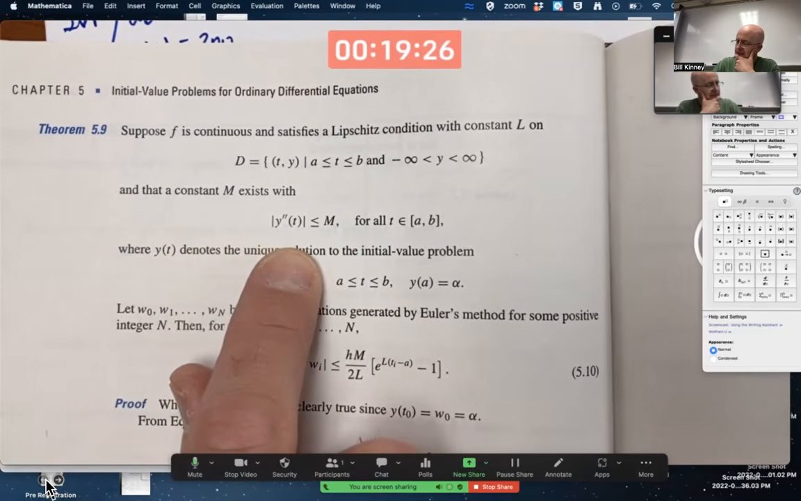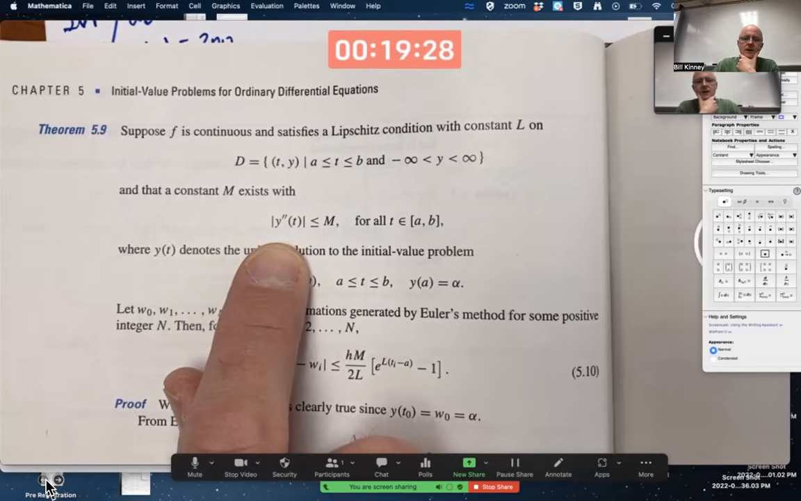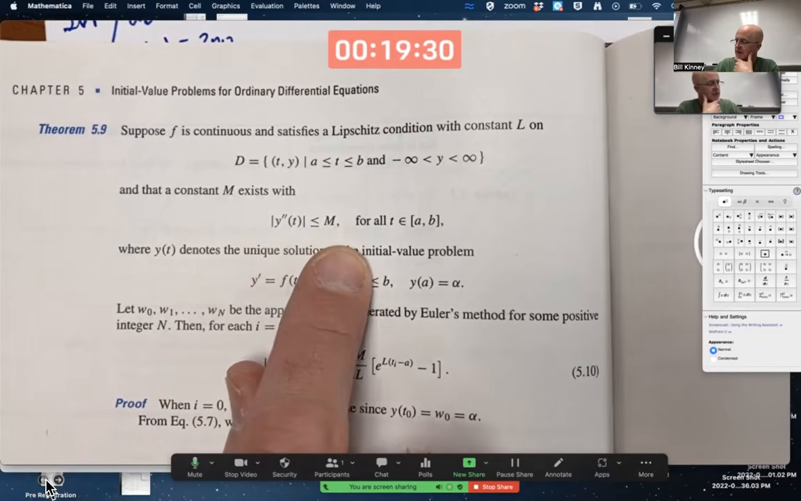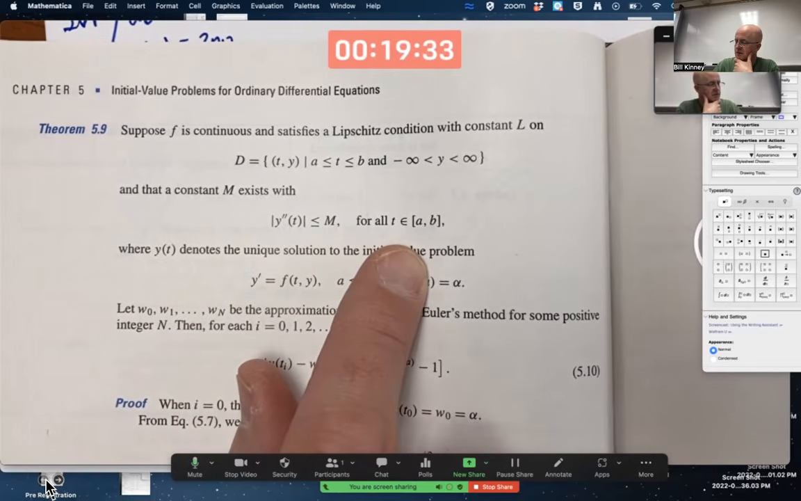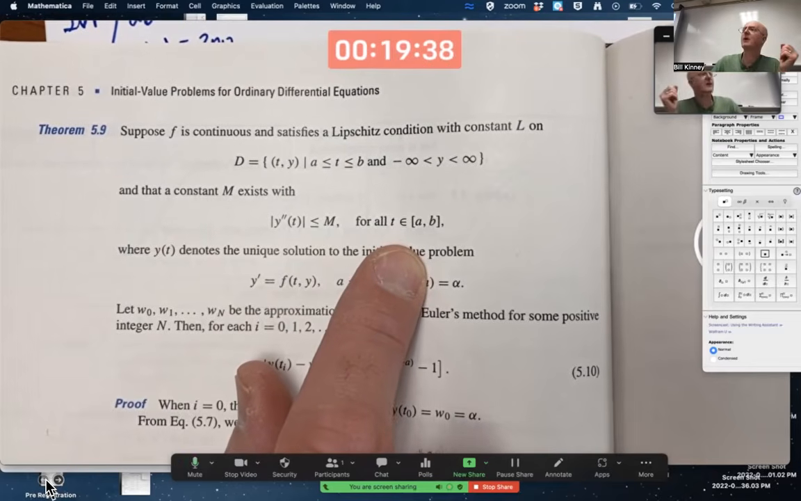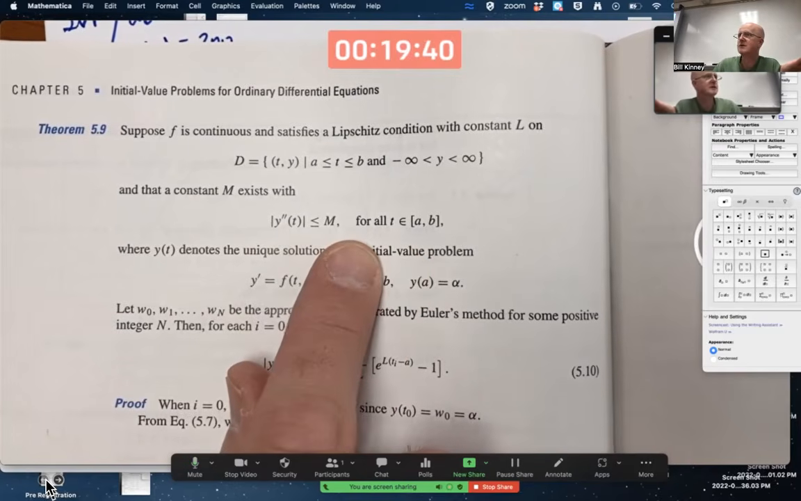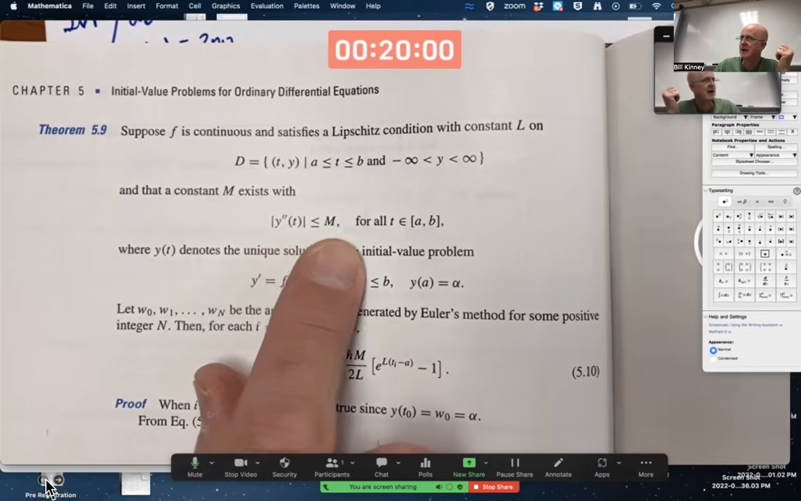And that a constant M exists such that the second derivative of your solution is always less than or equal to M in absolute value over the entire interval. You might wonder, if we don't know the solution, how would we know this is true? And that's a good thing to wonder. We do examples where we can actually find the solution, but in many applications, you can't actually find the solution function, which is why you need a numerical method, like Euler's method or ultimately the Runge-Kutta method. So this is maybe a little bit of a mystery how you'd actually use this here.